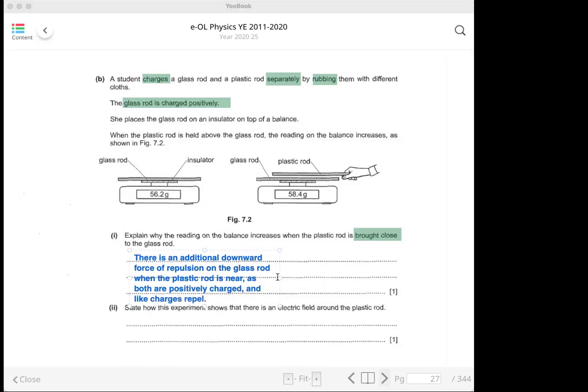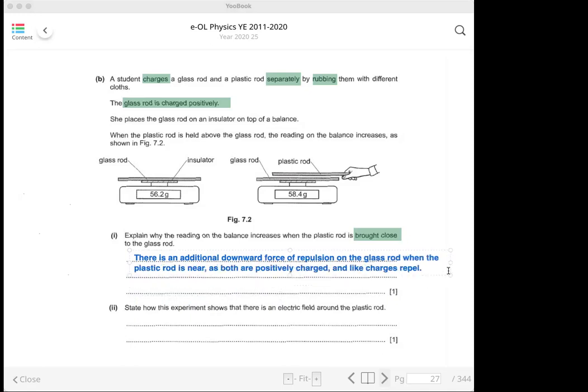Okay, so can you see for part 1, that is how I answer the question. Is that clear to everyone? Even if you use the word move, you're not wrong, because when there's a force, there will be acceleration, and when there's acceleration, there's movement. But the better way to answer is: there is a force. The glass rod experiences a force, and the force is... Okay, so can you all just write down like this?